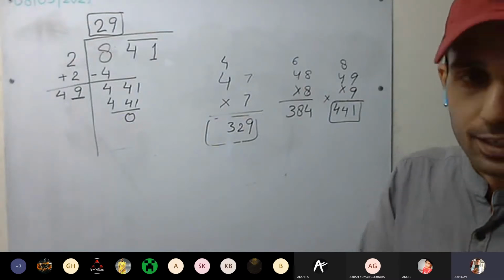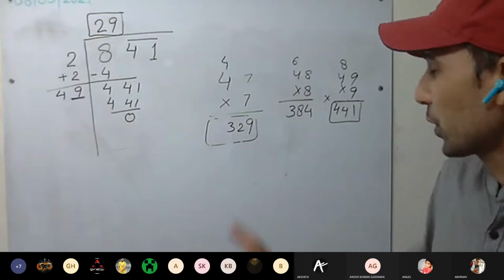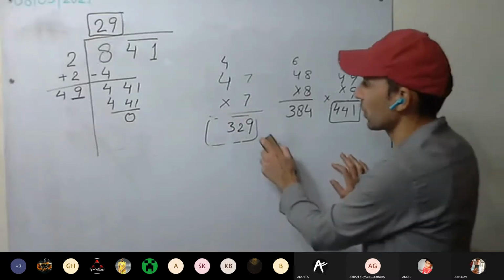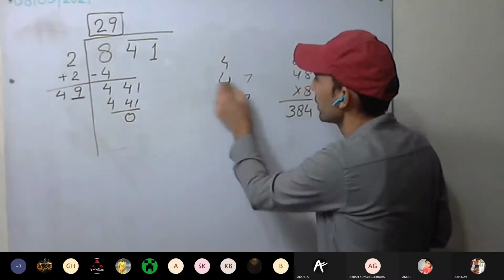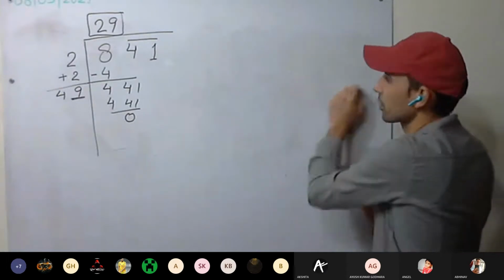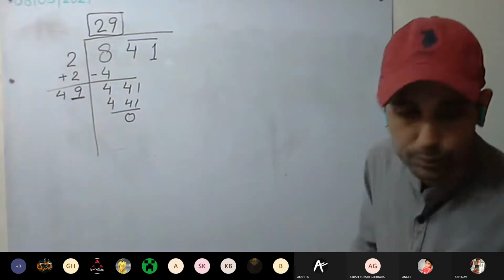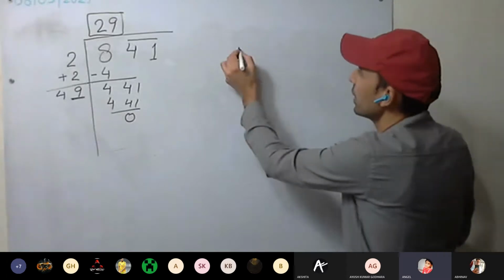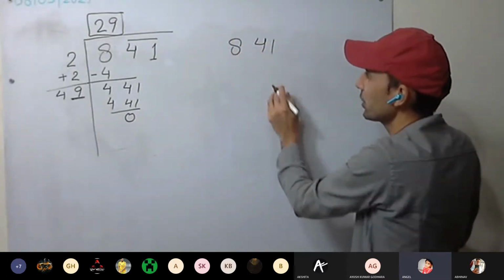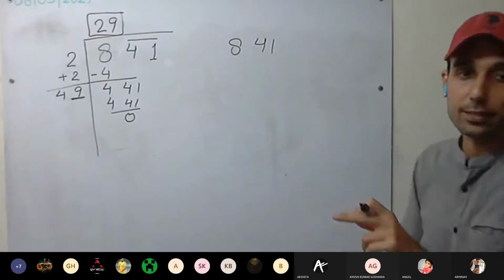Yes, sir. Who hasn't understood, just tell me, because there are many students who still haven't understood. Okay, this is clear. So see the question. What we did, again see it, I'm solving here. 841 we have written.